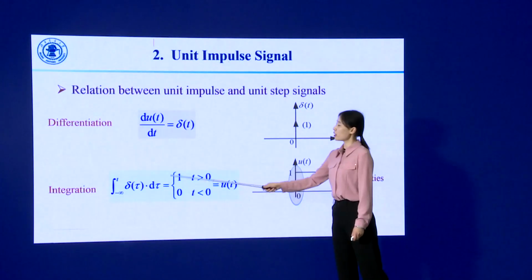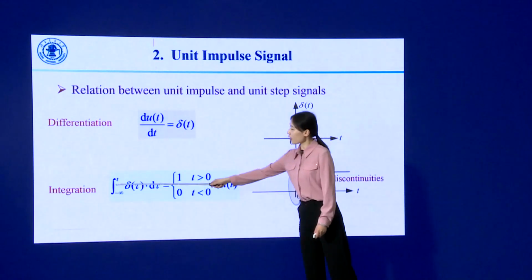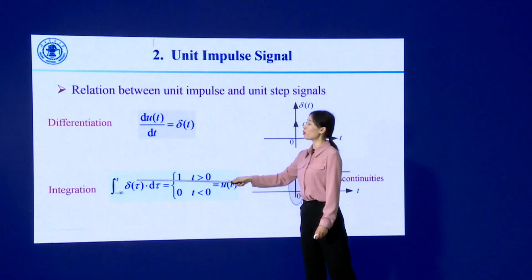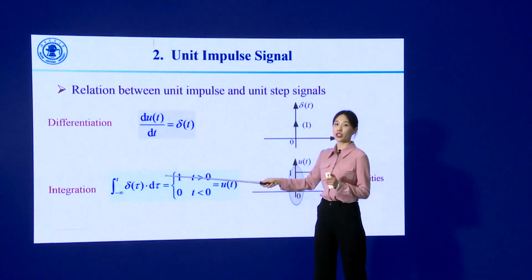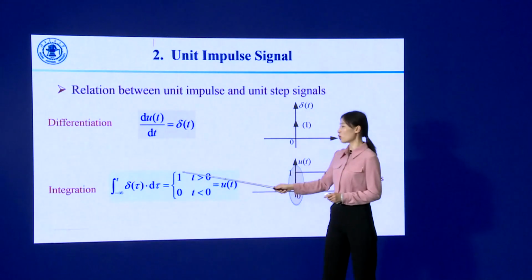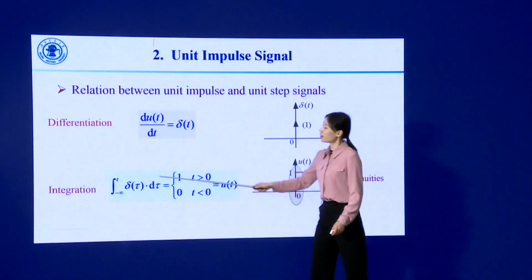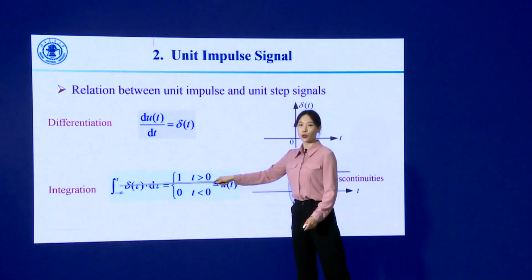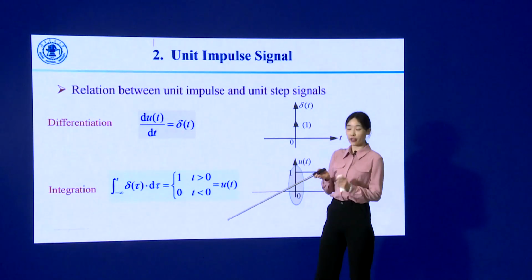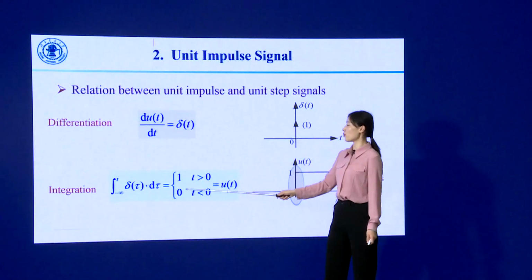Let's give a short description for this equation. When t is larger than 0, then this integration includes the point when t is equal to 0. Thus, the integration result is equal to 1. And when t is less than 0, then this integration interval does not include the point at t equal to 0. Thus, the integration result is equal to 0.